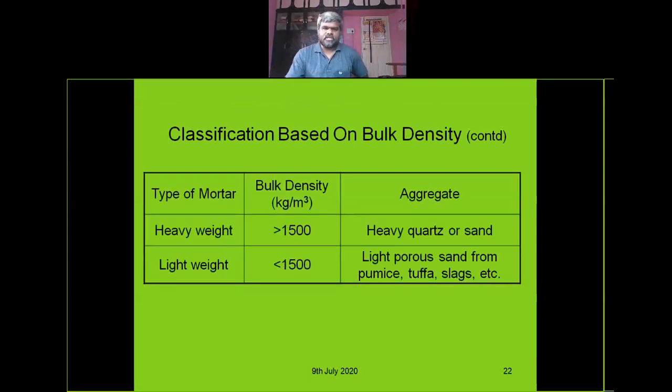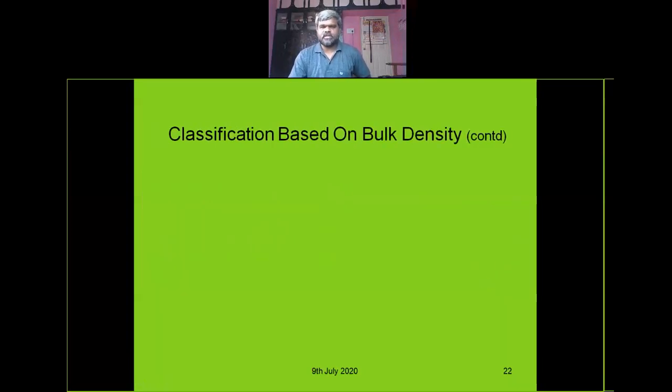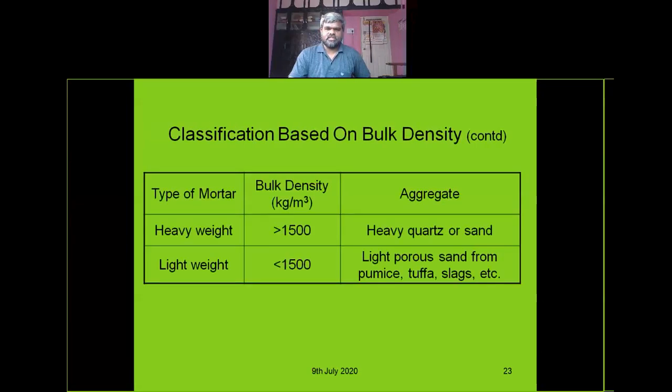Classification based on bulk density. Heavy mortar means bulk density is greater than 1500 kg per meter cube. Light mortar means bulk density is less than 1500 kg per meter cube. Heavy quartz and sand are used here. For lightweight mortar, light porous sand from pumice and tough slags is used. Right. Slag is nothing but a byproduct of a steel factory.